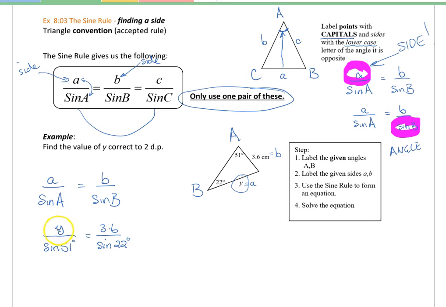How do I solve it? It means I want to get that y by itself. Well, to get that y by itself, if I simply multiply this side by sine 51, then I'll have to multiply this side by sine 51. That would be great. That cancels them out. That's why I did it. And I've got y is equal to this calculation, 3.6 on the sine of 22 times the sine of 51.